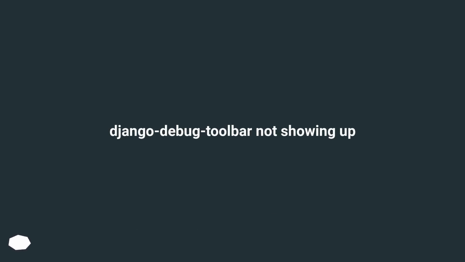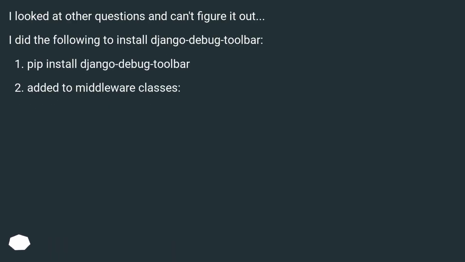Django debug toolbar not showing up. I looked at other questions and can't figure it out. I did the following to install Django debug toolbar: pip install django-debug-toolbar, added to middleware classes.